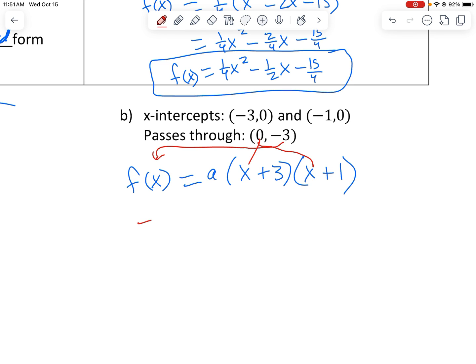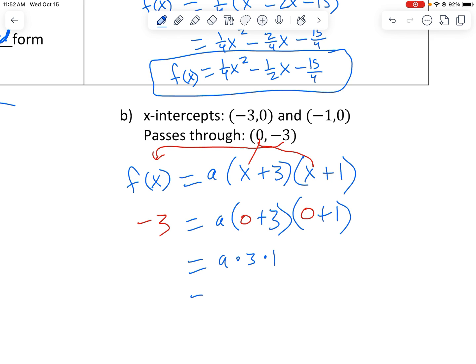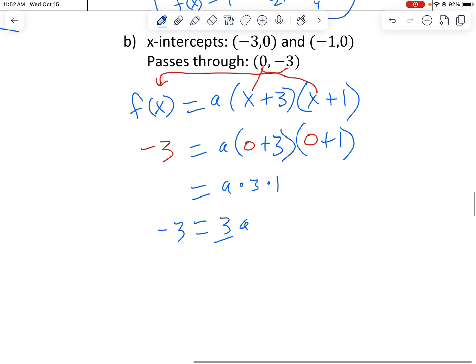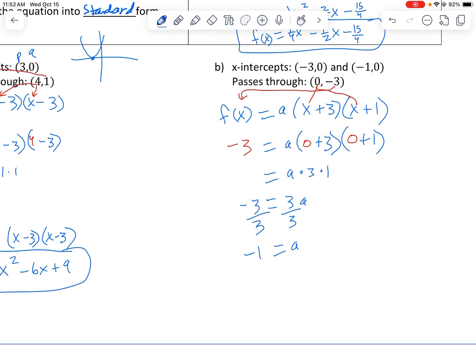And that's going to give me negative 3, 0, 0 equals a times 0 plus 3 and 0 plus 1. Well, that's going to give me a times 3 times 1, which is 3a, equals negative 3. And let's go ahead and just divide that 3 there. So we got a is negative 1. Cool. A doesn't always have to be a nice integer. Sometimes it's a fraction, just like we had yesterday, and that's okay.